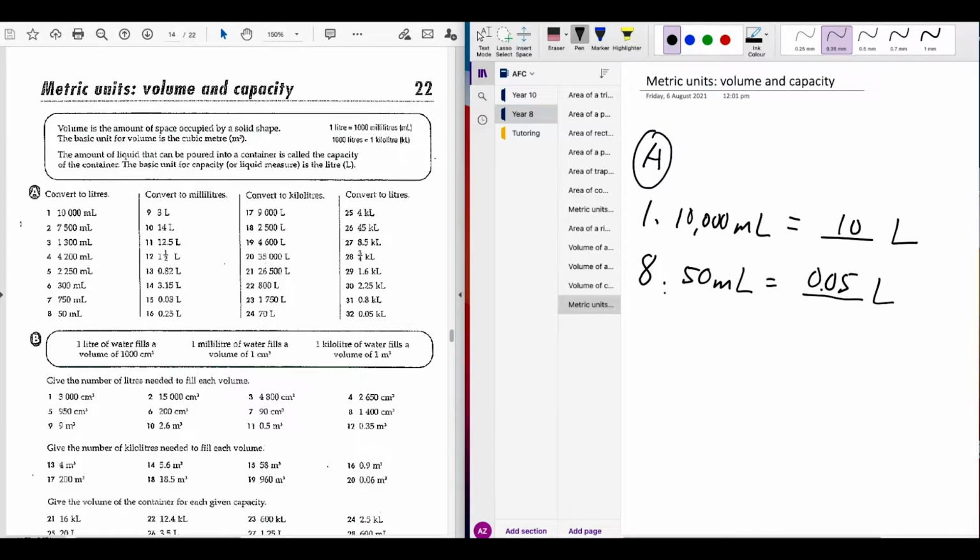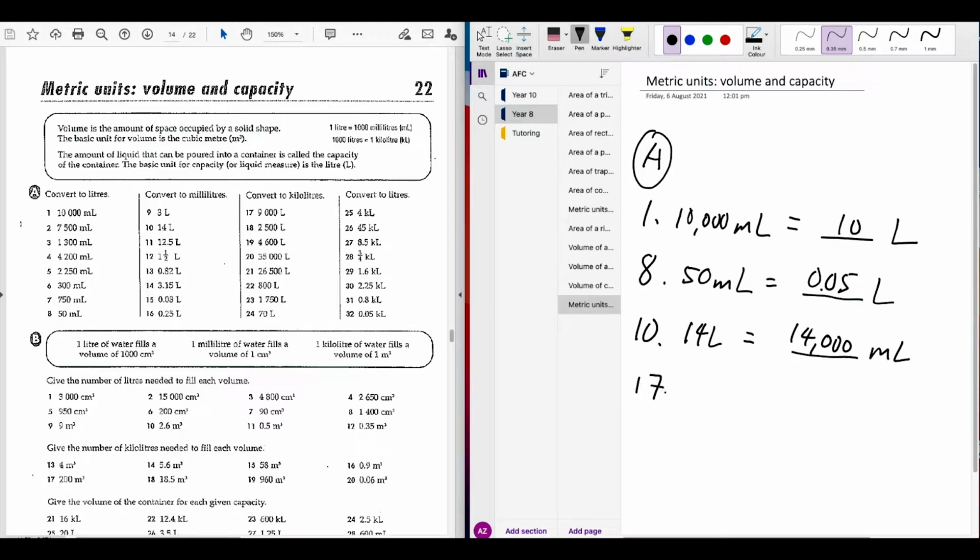Now, to convert to milliliters, that's also quite easy. Remember, to convert from 1 meter to how many millimeters, you times it by 1,000. So you just have to multiply these numbers by 1,000. Let's say question 10: 14 liters is equal to how many milliliters? You just times 14 by 1,000, you get 14,000. I'm not going to do the rest because they're all the same thing.